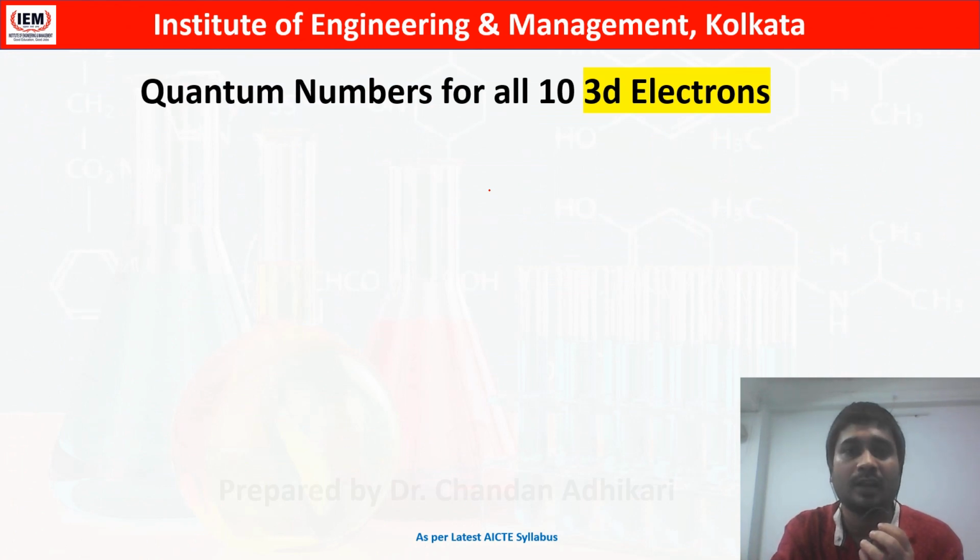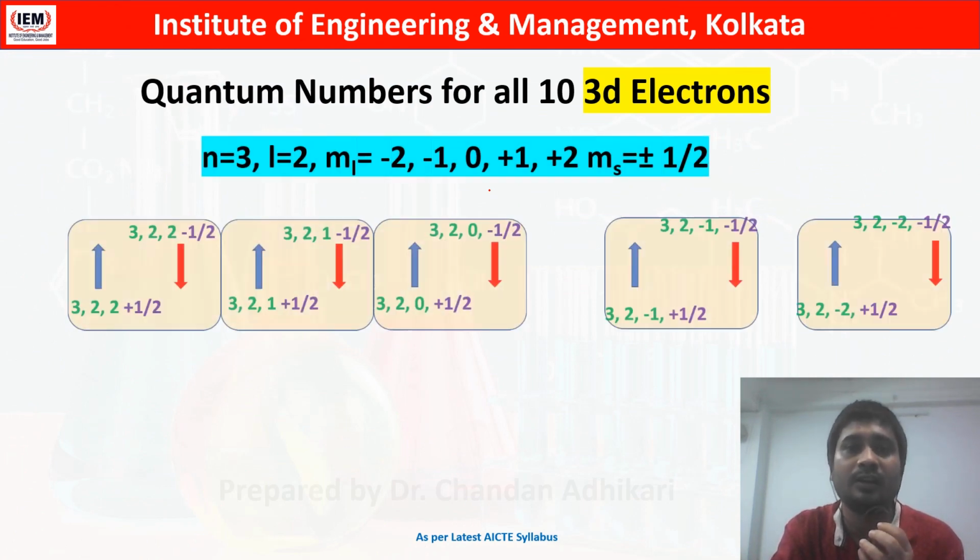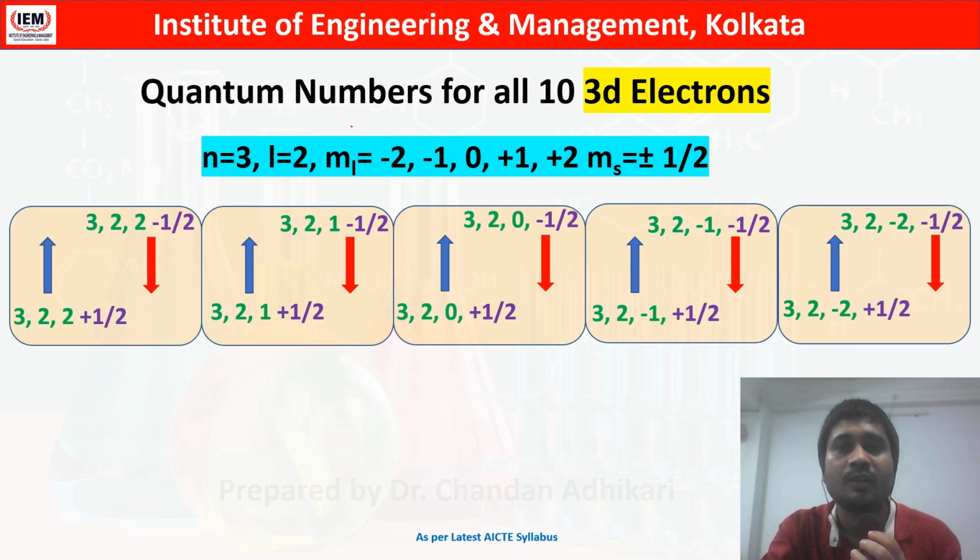Now if you wanted to assign the quantum numbers for all 10 d electrons, we can very easily do it. Your first job will be to note down the values of n, l, ml and ms. So n equals 3, l equals 2, because for d, l equals 2. If l equals 2, ml value will be minus 2, minus 1, 0, plus 1, plus 2, ms will be plus half and minus half. And accordingly you need to give all the 4 quantum numbers to all the electrons.